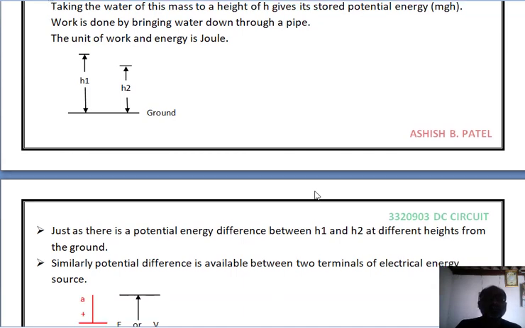So here you can see the potential energy difference between heights h1 and h2 at different heights from the ground level. That means whatever potential energy difference occurs depends on the height level from the ground. Here you can say that the height h1 is greater than the height h2. So due to this difference of height, potential energy difference occurs.